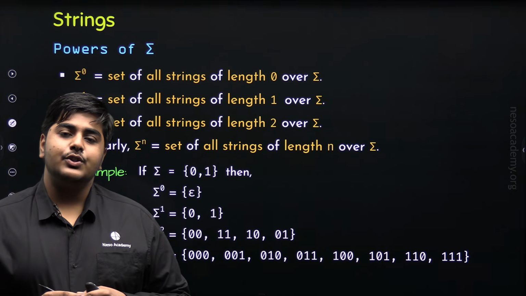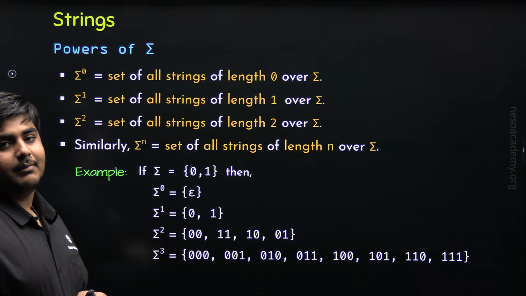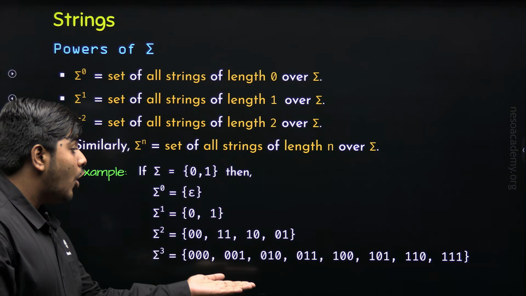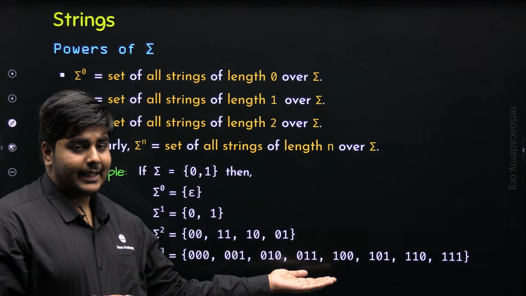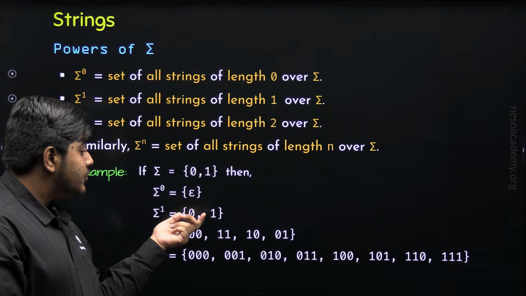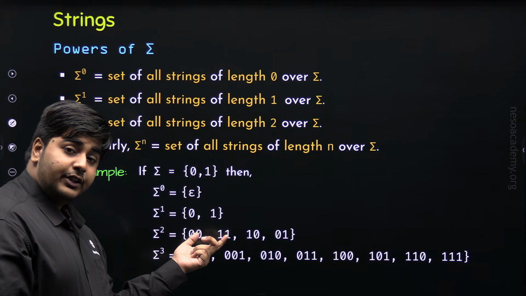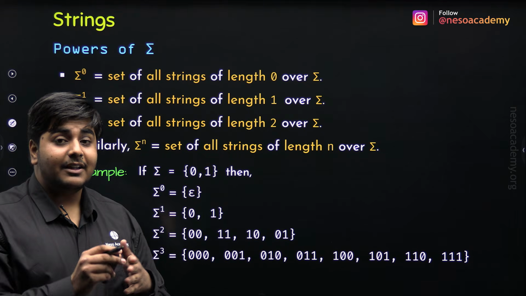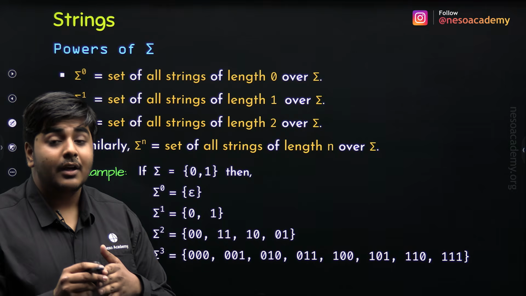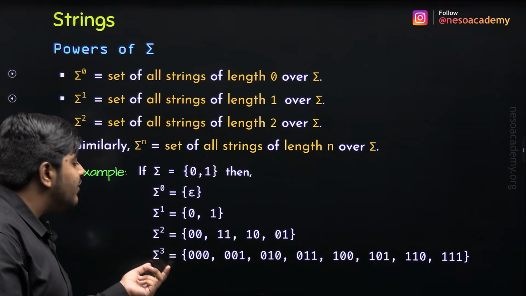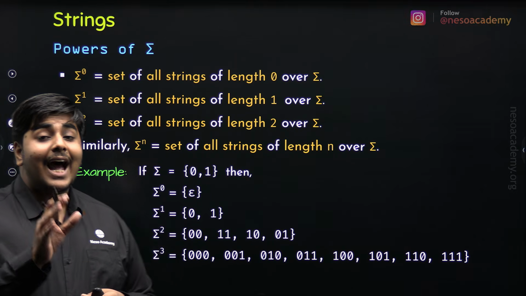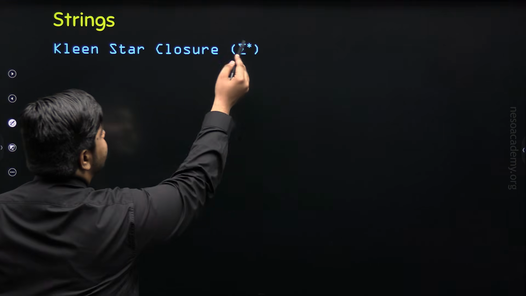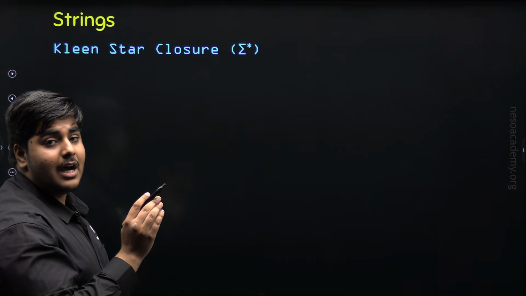In this way, we have understood our topic, powers of sigma. Now, what if I create a set of all these strings? That are the strings of length 0, strings of length 1, strings of length 2, length 3, length 4, and so on. That means I'm trying to create a set by taking the union of all the powers of sigma. Then that set will be called the Kleene star closure, which will be represented by sigma to the power star.